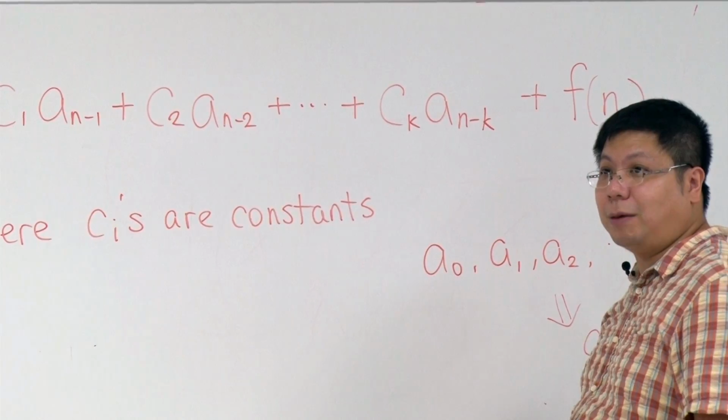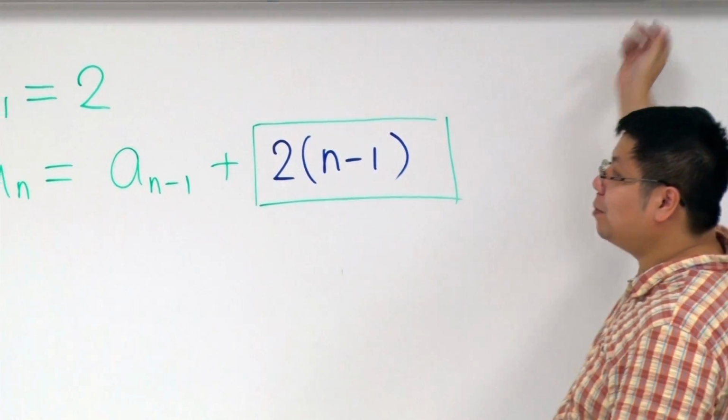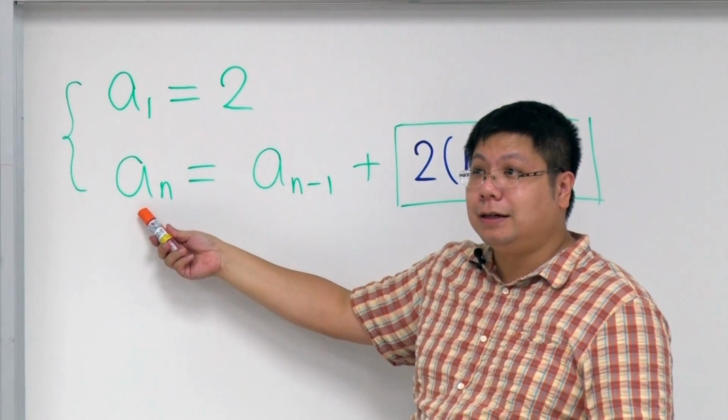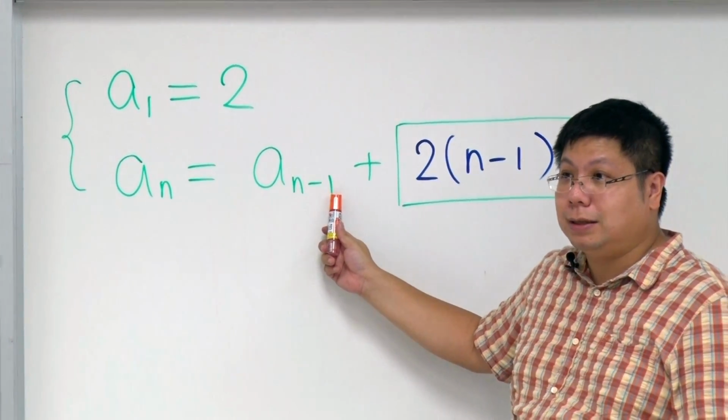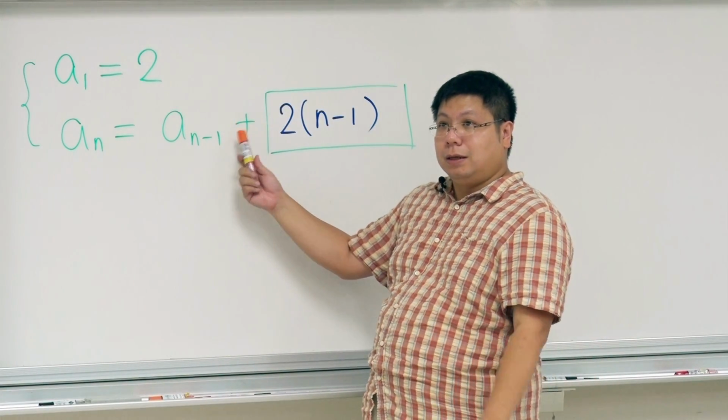So what is a simple example? This is a simple example: a_n = a_{n-1} + something, and there is no more term. That's okay. So let's call it a degree 1 recurrence.